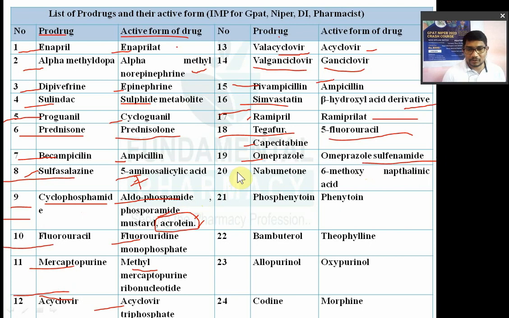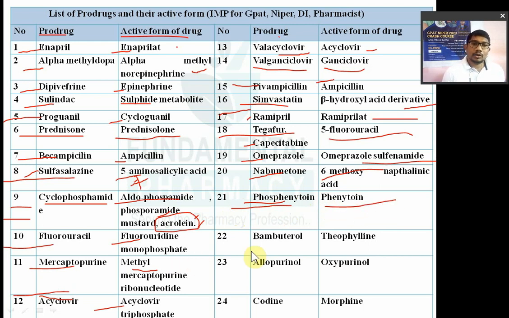याद रखो आप. Nabumetone. Nabumetone is an NSAID, non-steroidal anti-inflammatory drug. So it is converted into one active metabolite known as 6-methoxynaphthylacetic acid. Then fosphenytoin. Fosphenytoin क्या है? It is a phenytoin ester. Ester of phenytoin with phosphoric acid. क्या है ये? Ester of phenytoin with phosphoric acid. So it is a prodrug. Fosphenytoin is a prodrug, and it is converted into phenytoin.